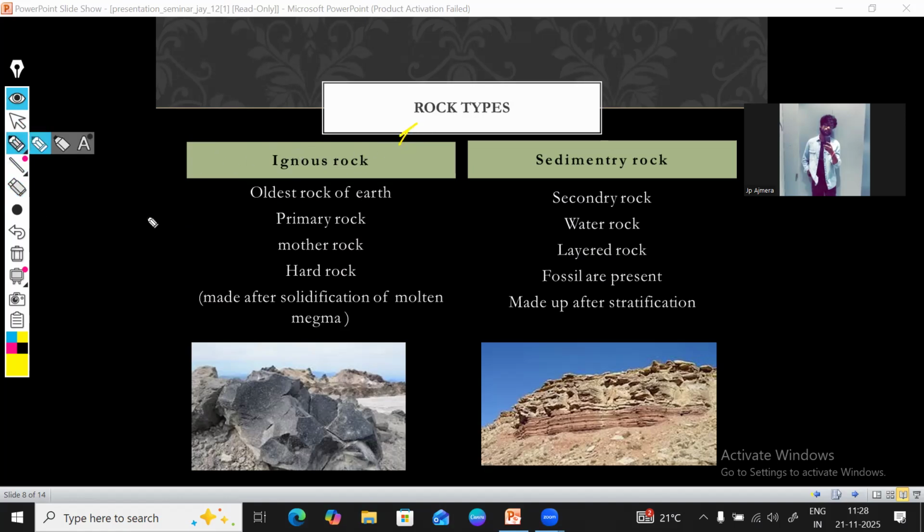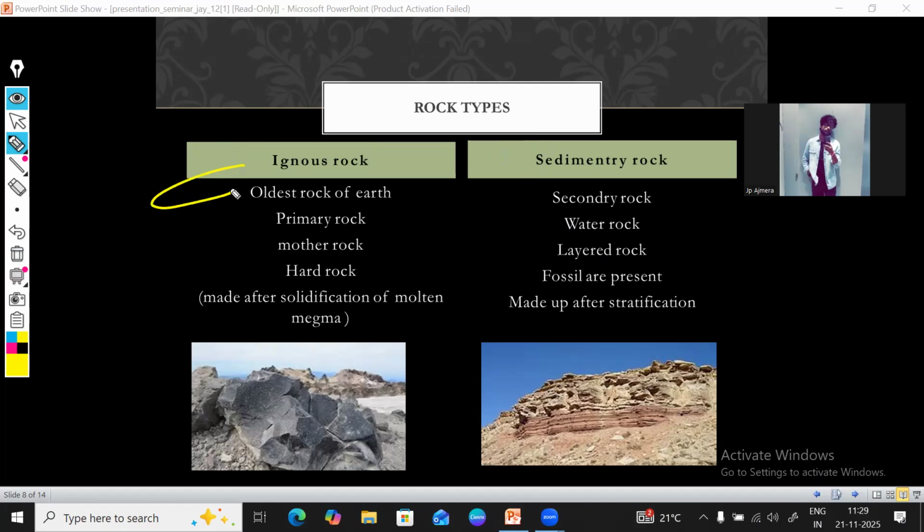There are three types of rocks that we have. The first one is igneous, the second one is sedimentary, and the third one is metamorphic. So what is the thing that we need to know about these rocks?